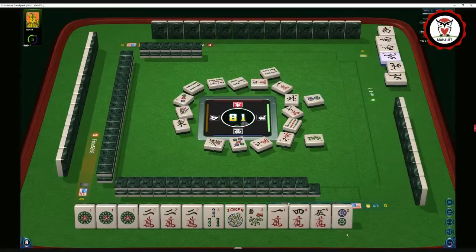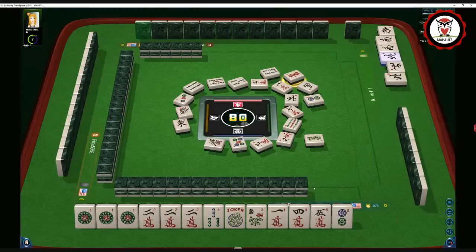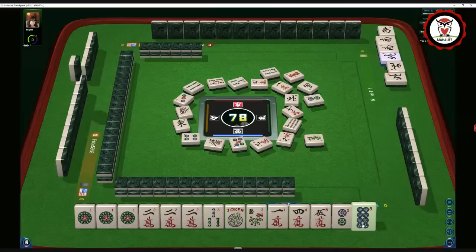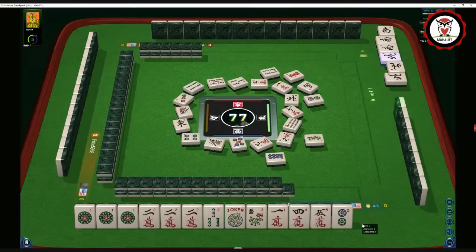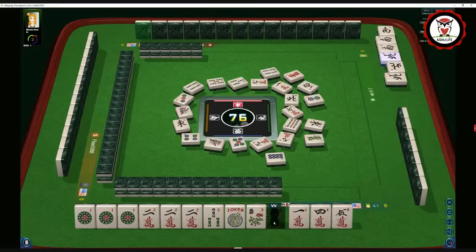Pung. Okay, we got a joker over there. West wind. This north must have come from the player across from us. Red dragon. Four dots. 8 dots. We need flowers, at least 1 to play that 5th hand down. East wind. I think we could probably maybe hold the 2 for a little bit. Let the 4, 5 go.